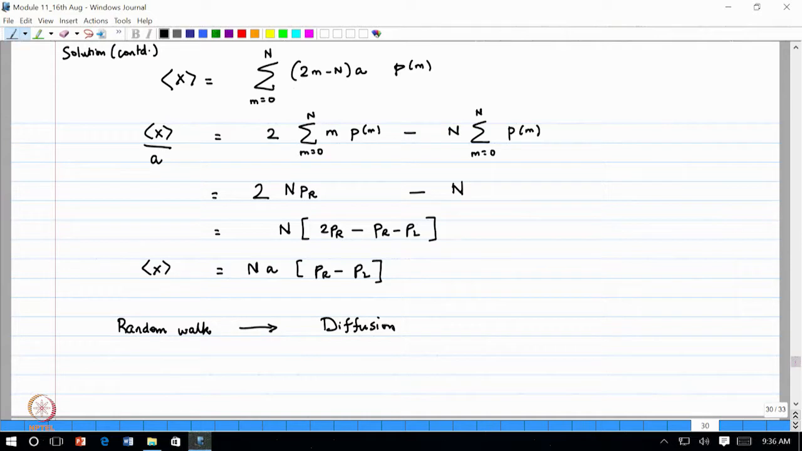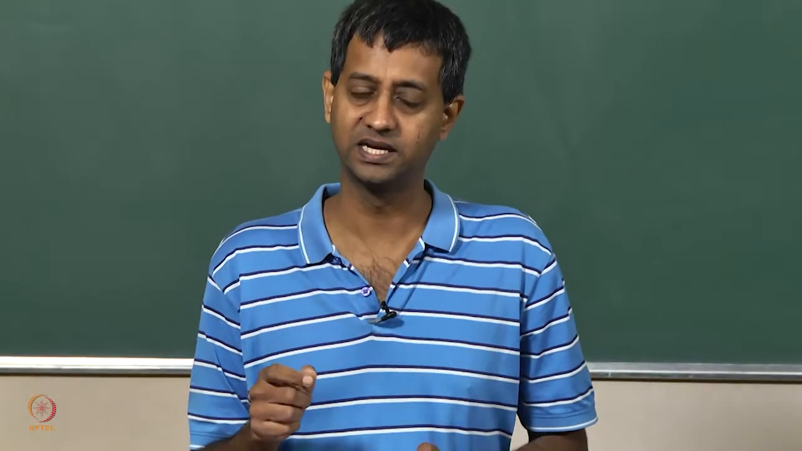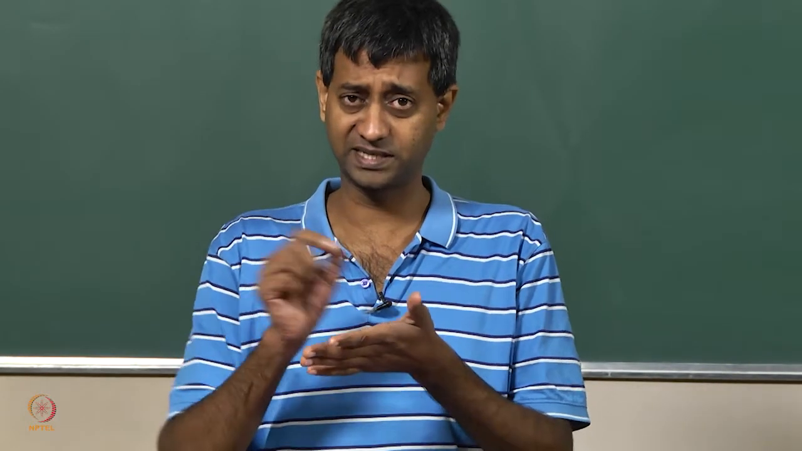Now what you can see is that if P_R equals P_L, then the average value of x equals 0. That means on average it will just be around that. However, the average of x square is not equal to 0. This is what is meant by diffusion, in the sense that on average you have not translated, but the particle is diffusing.